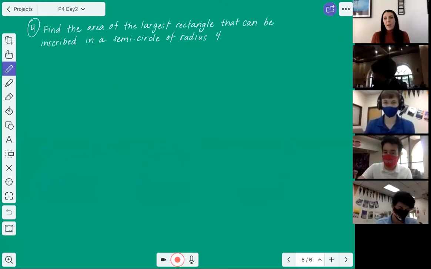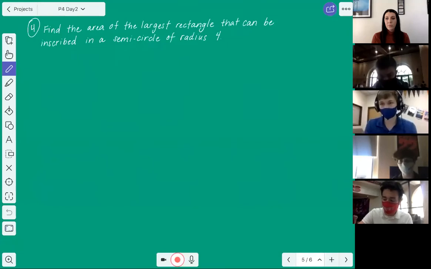Any guesses on what I might be able to do to start here? This is a hard one. Any guesses? Would you start out by drawing a diagram? I would draw a picture. Yep, I would draw a diagram. Okay, so Jack had that exactly right.